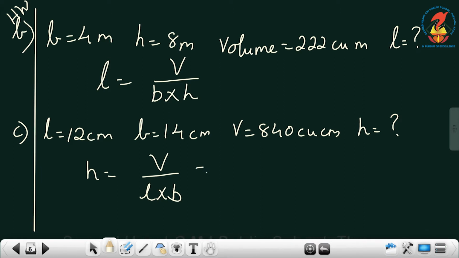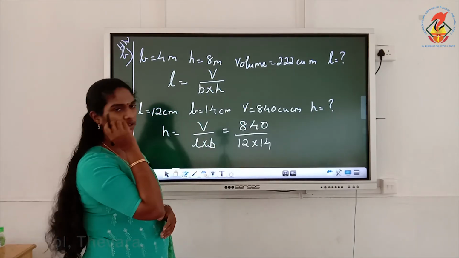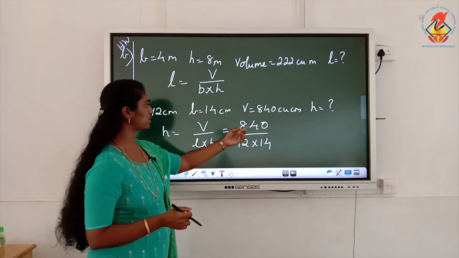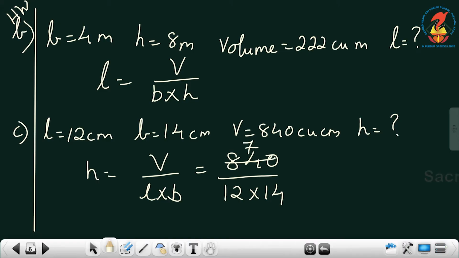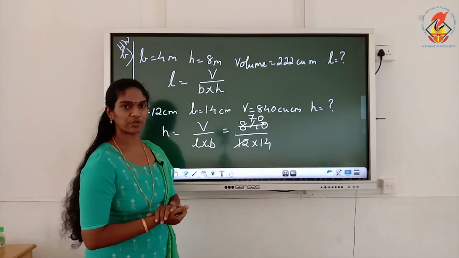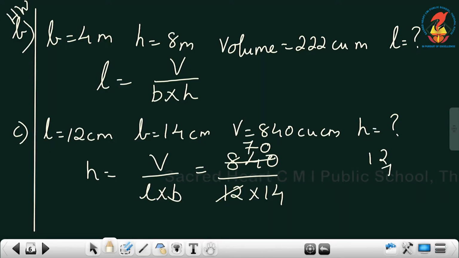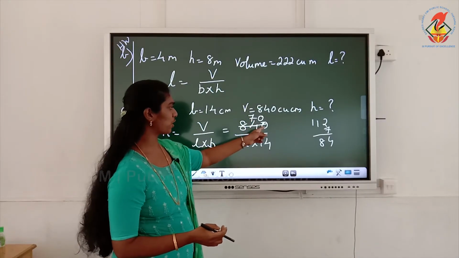I'll do the third one for you. Volume 840. Length is 12 and breadth is 14. Here also you can multiply 12 into 14 and then divide 840 with that. Or we can just, we know 12 into 7, 12 sevens are 84, isn't it children? So write 7 and then zeros balance, that 0 you can write over there. So 12 into 70 is 840.